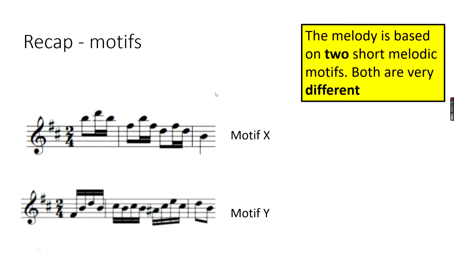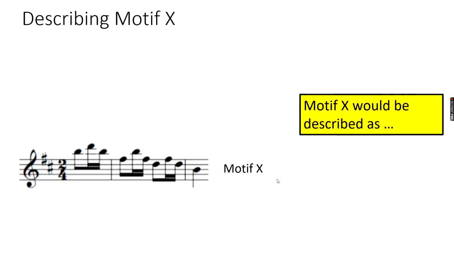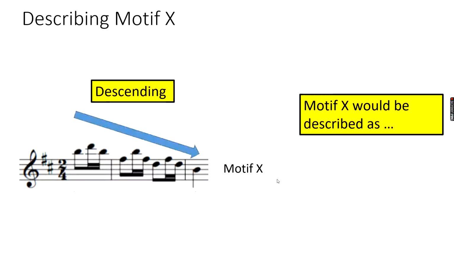Just as we can see, both are very different, which is fantastic because when it comes to analysing, we can really talk in a lot of detail on how different they both are. So let's look at motif X. If we were to describe motif X and how the melody is moving, we would first of all say it's descending. It's getting lower in pitch, and we can see that by looking at the notes on the stave. It starts very high in pitch and it goes lower, as we can see going down the stave. So we would already say that this is descending.